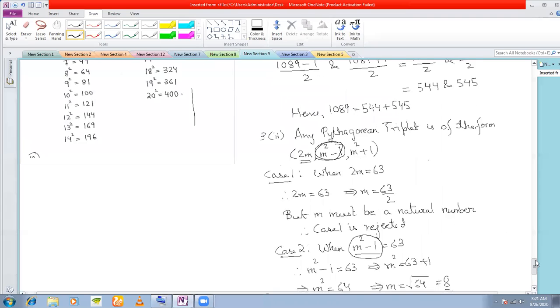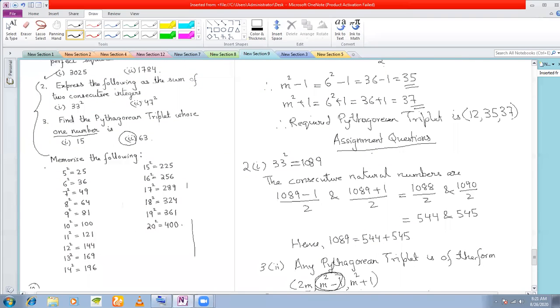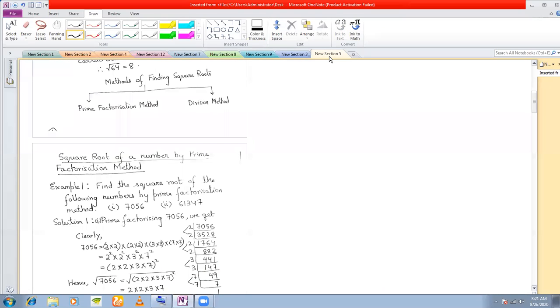So if you don't have any problem with this, I'm sure you can do the first one, 15 also. Find a Pythagorean triplet whose one number is 15. So that brings us to an end of the assignment questions. Let us now move on to the second part, which is your square root.